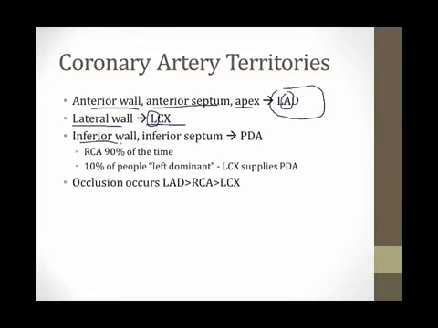And then finally, the inferior wall and the inferior septum between the left and right ventricle are supplied by the PDA. And as I told you on the last slide, in 90% of patients, the PDA comes off the right coronary artery. The other 10% of people are called left dominant. In these patients, the left circumflex supplies the PDA. And in terms of myocardial infarctions, the LAD is the artery that is most commonly infarcted. The circumflex is the least likely to be infarcted, and the RCA is in the middle. And I talk about all this in more detail in the modules on ischemia.